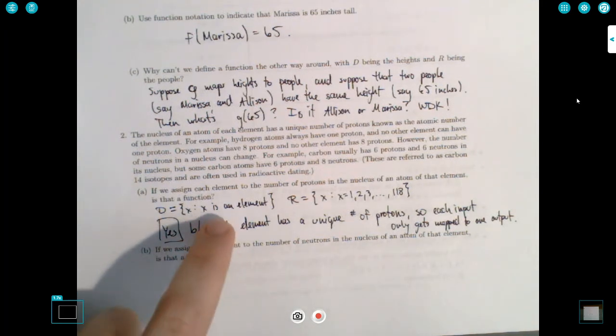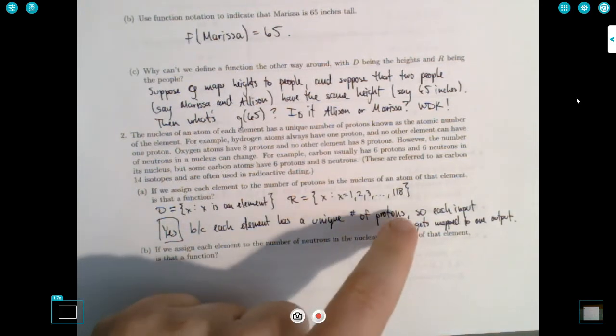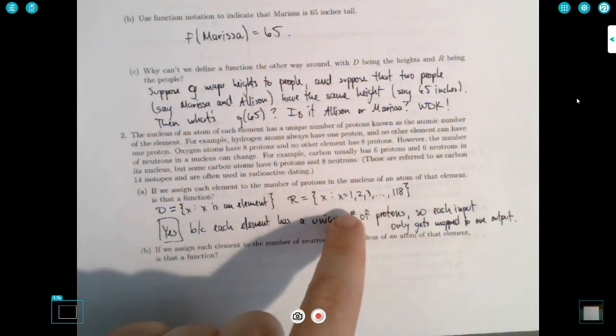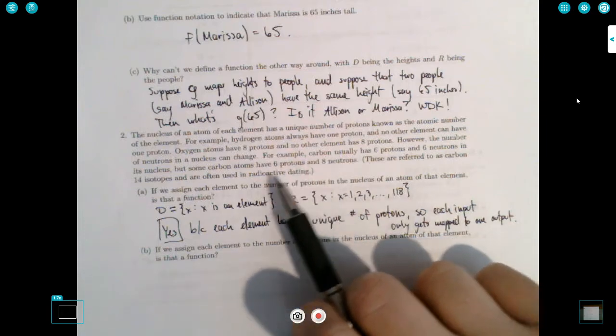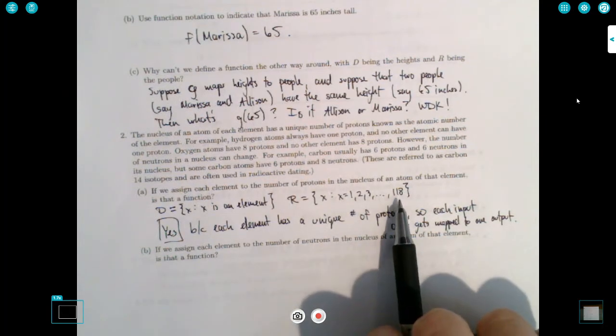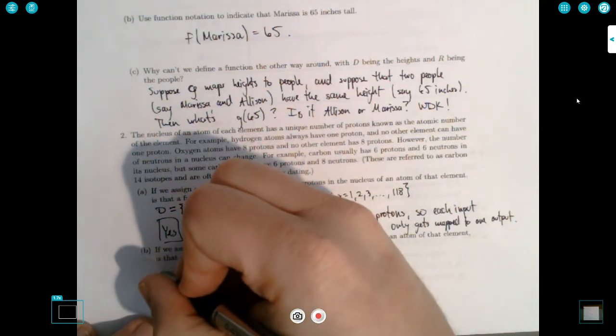So this time the domain is still the same, x, where x is an element. The range, though, is going to be the number of neutrons, and I don't know how many possible neutrons there are. I suppose anywhere from 1 to 118, but possibly more than that too, because, for example, carbon could have more neutrons than protons, so you could have an atom with more than 118 neutrons in it. But anyway, if we assign each element to the number of neutrons in the nucleus of an atom of that element, is that a function? And the answer is no, right?